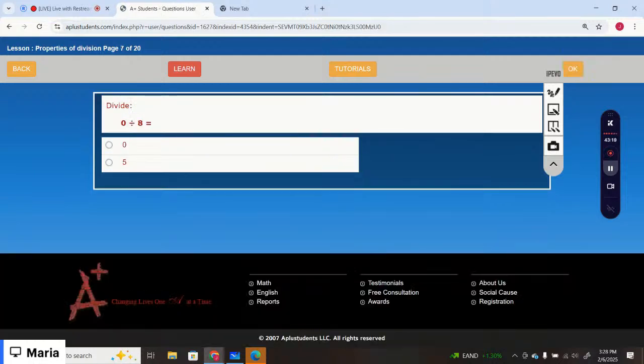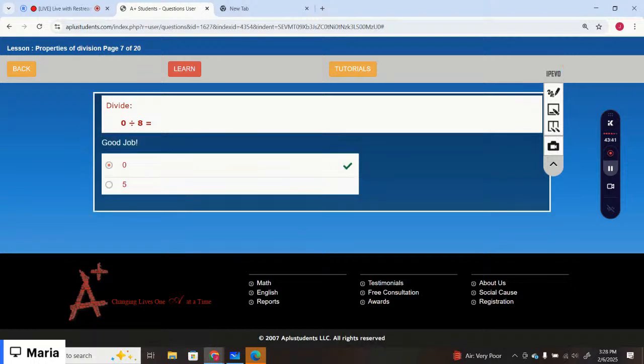0 divided by 8 equals... 0 divided by 8 is 0. Option number 1 is the correct option.